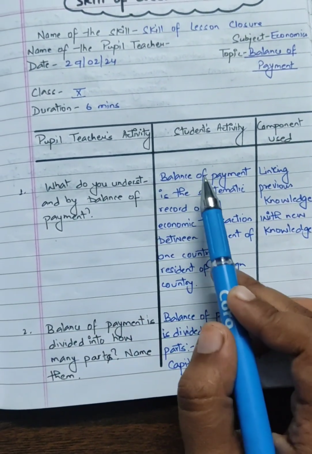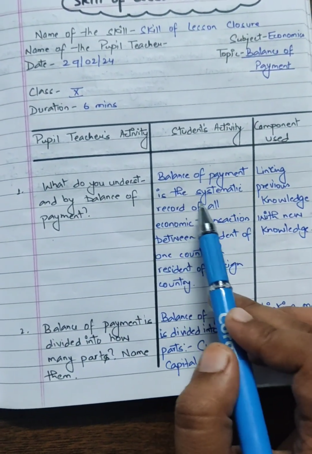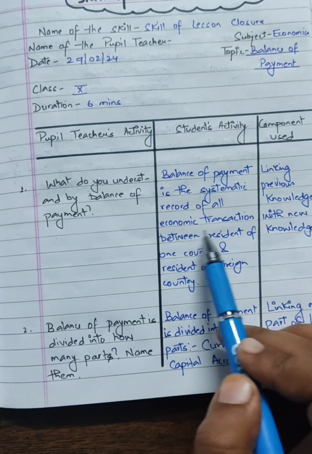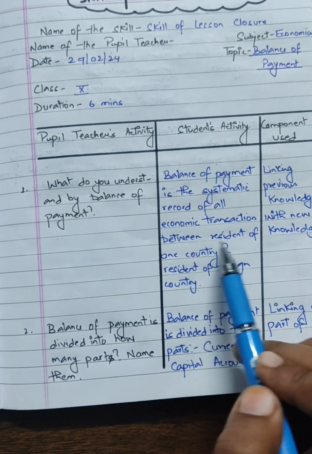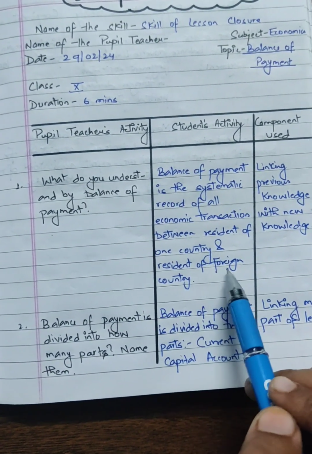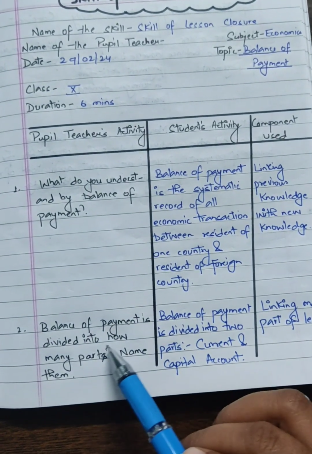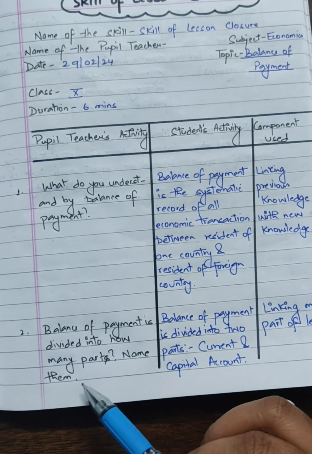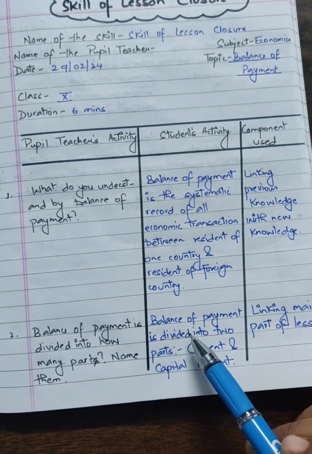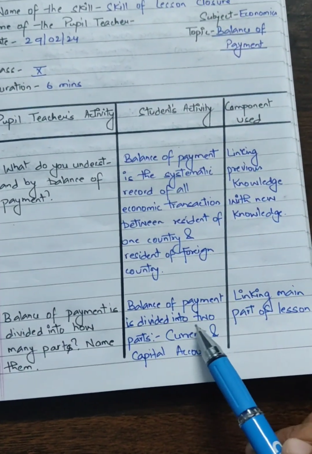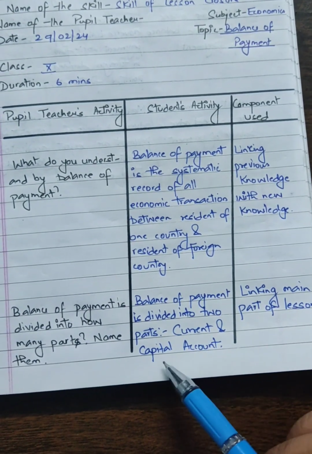To which the student replies, balance of payment is the systematic record of all economic transactions between residents of one country and residents of a foreign country. Then she asks, balance of payment is divided into how many parts? Name them. The student replies, balance of payment is divided into 2 parts, current account and capital account.